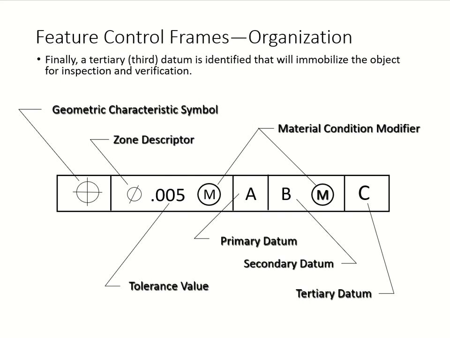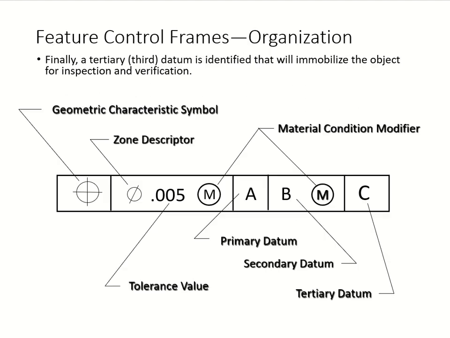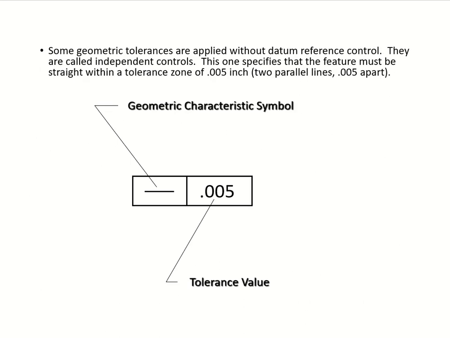Right now, just try to get the order. Sometimes you're going to see the frame is short like this. You have your geometric characteristic symbol, and then you have your tolerance value. Here we give the datums. See here, I have A, B, and C datums right in there. And here, we don't have it. So you don't have a datum reference in the control right there. We call this type independent controls, because you're not measuring from a datum.